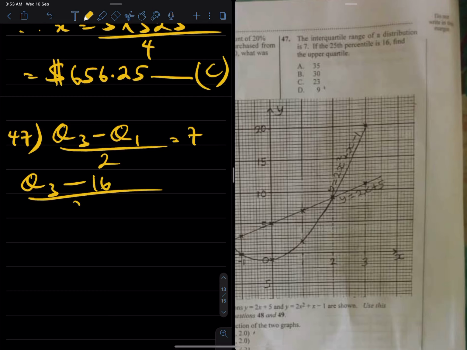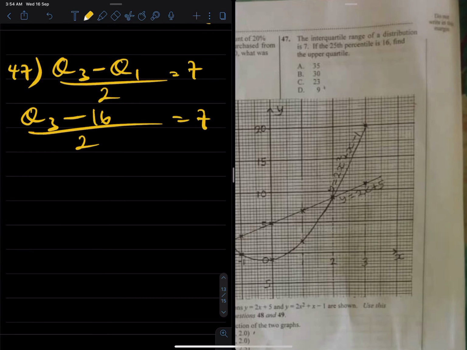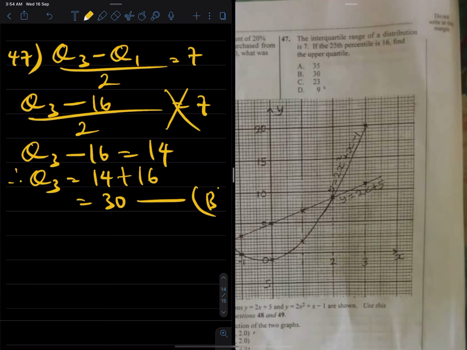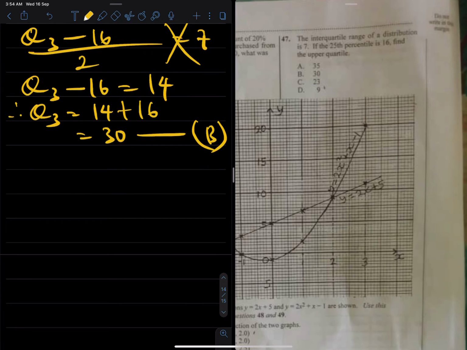So that means Q3 minus 16, over 2, is equal to 7, and that means Q3 minus 16 equals 14. That's when you cross multiply. Therefore Q3 equals 14 plus 16, which is 30, and it means the upper quartile is 30, which is option B. Now to question 48.